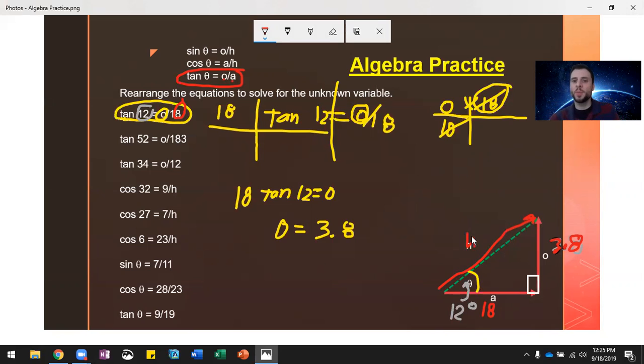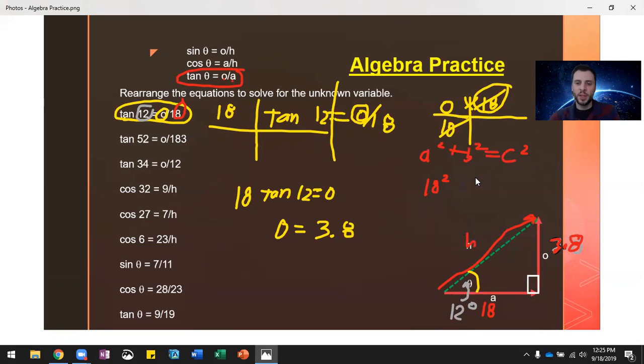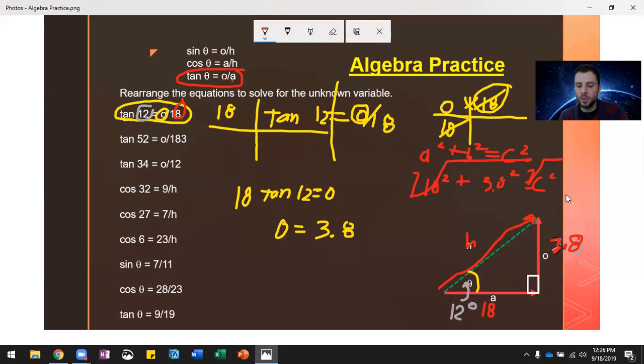Yes, we can. We just use the Pythagorean theorem, and that's a squared plus b squared equals c squared. So that's 18 squared plus 3.8 squared equals c squared. And we'll put that in parentheses, and go ahead and pause the video for a second while you use your calculator to find the answer.